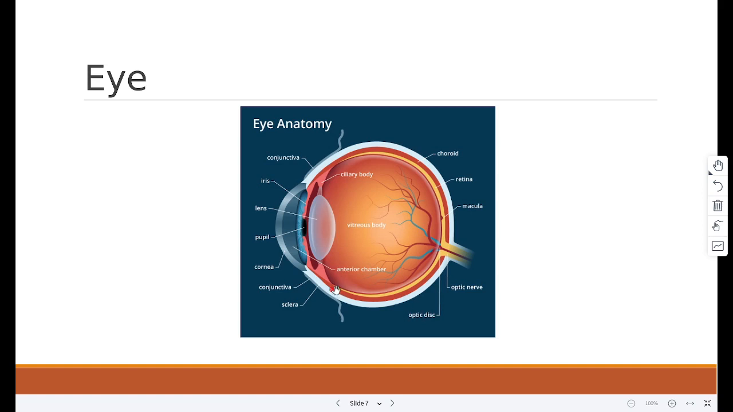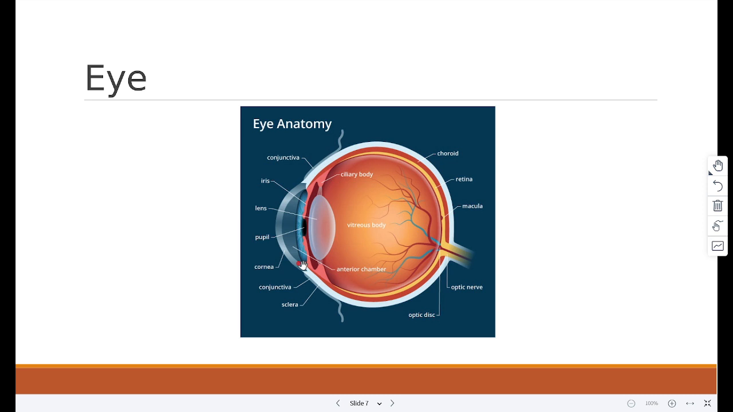So today we're going to study about the eye and its structure. First we're going to talk about the cornea. This gray line you can see here, this is the cornea. Now the function of the cornea is that it is a transparent lens that refracts, bends light as it enters the eye.